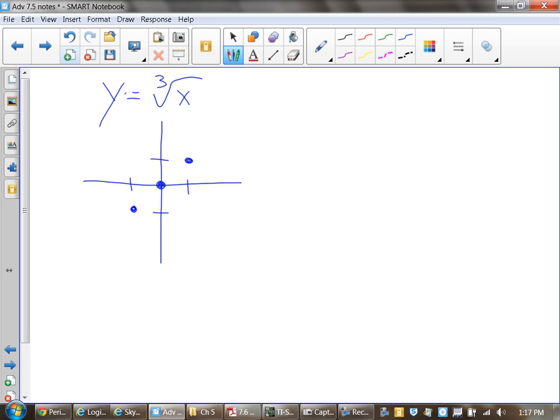Now, after 1, what's the next perfect cube root? 8. Excellent. So all the way out here at 8, the cube root of 8 is 2. Do you agree? All the way out over here at -8, the cube root is -2. So you get this idea that the graph is going to look like this.